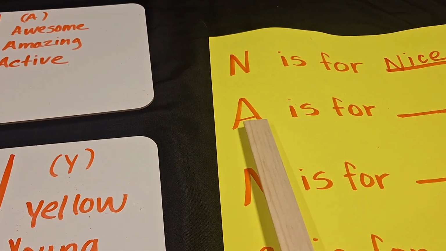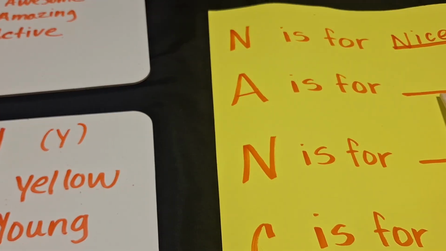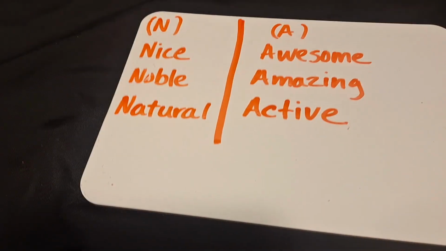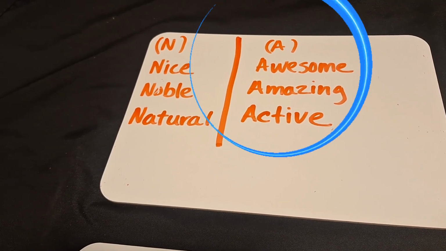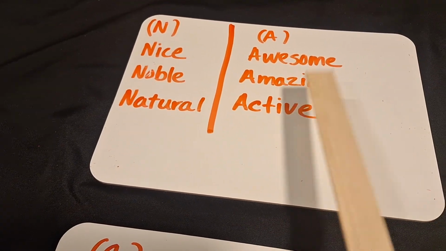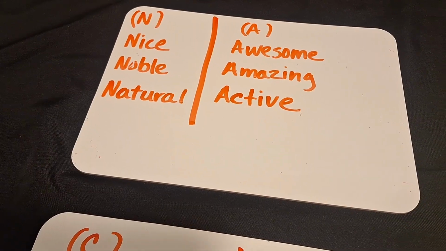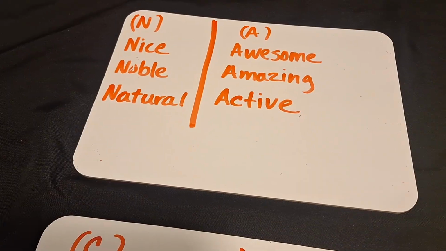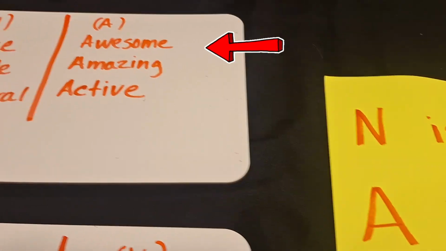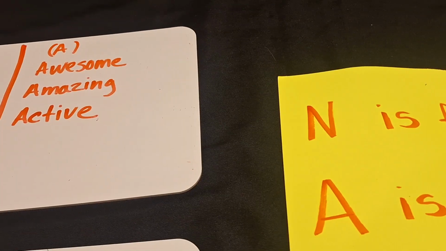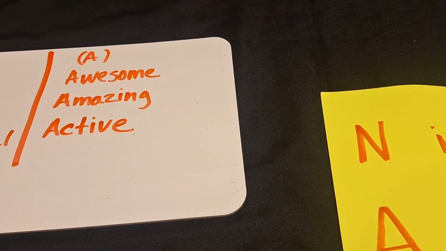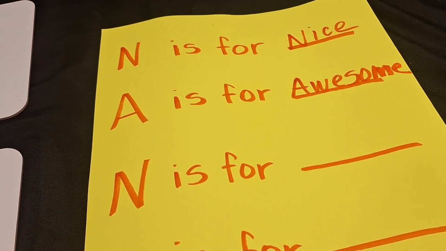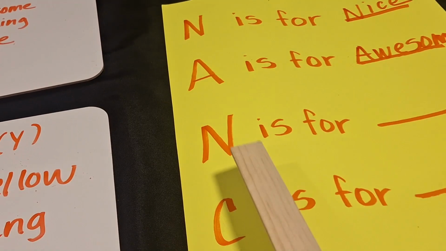Now, the second letter in the acrostic is A, and we have to go across. A is for. So I'm helping you out, and I have some A words that describe Nancy. Awesome, amazing, and active. Well, why, thank you for the compliment. So we could put what? A for awesome. And how do we spell awesome? A-W-E-S-O-M-E. Okay, there we have it. The next letter, we have another N.